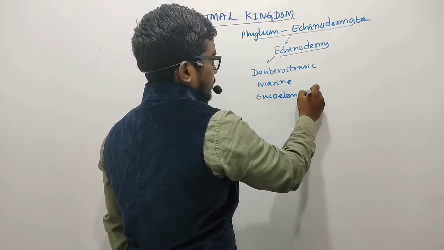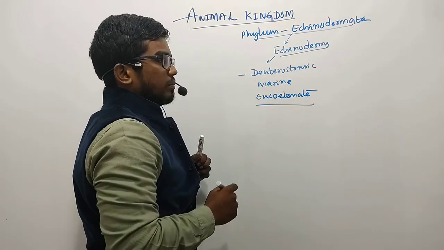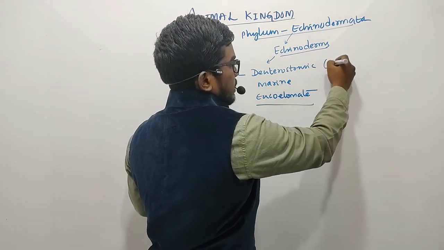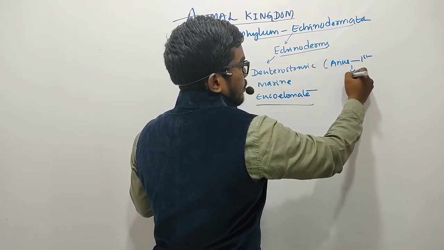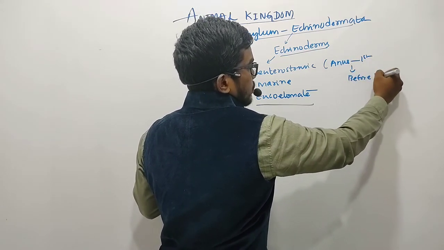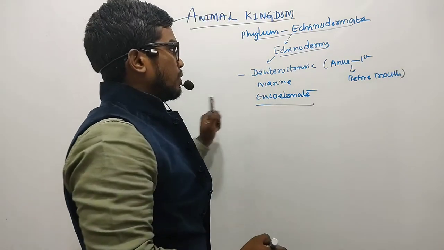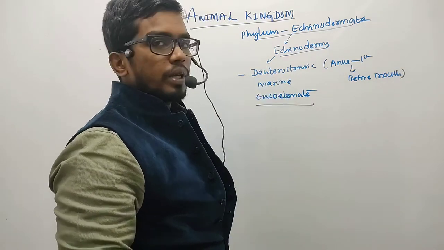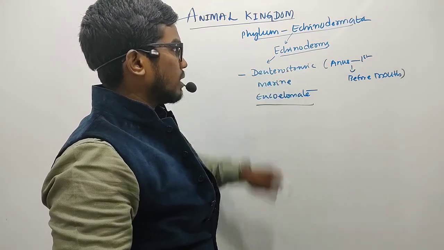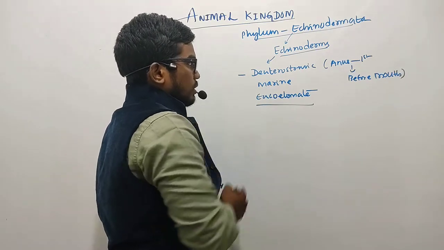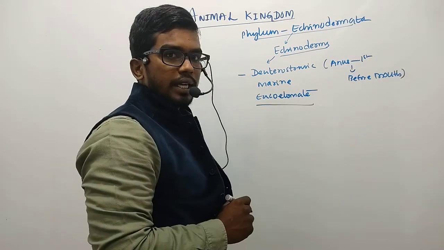See, when I say deuterostomic, please do remember that here the anus is formed first, before the formation of the mouth. Those types of organisms are referred to as deuterostomic organisms. So echinoderms are deuterostomes. They live in salt waters, most of them, and they have the true body cavity.